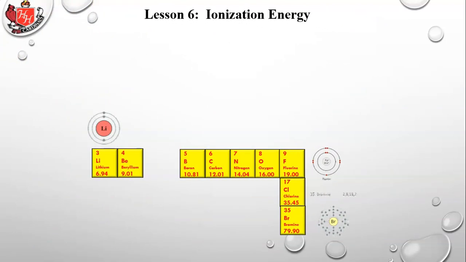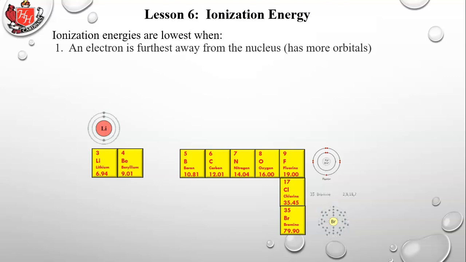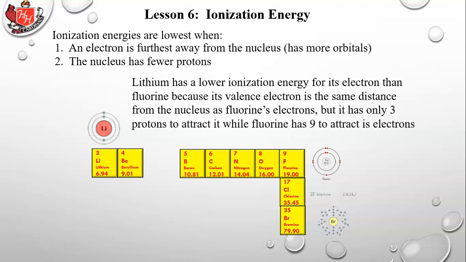So now let's be able to explain that. Sometimes the explanation is a little easy, and sometimes it might require a little thought to understand it. So ionization energies are lowest when an electron is furthest away from the nucleus, that is, has the most orbitals, and the nucleus has fewer protons. All right, so let's look at lithium, and let's look at the second row, that row there that starts with lithium and ends with fluorine over on the right.